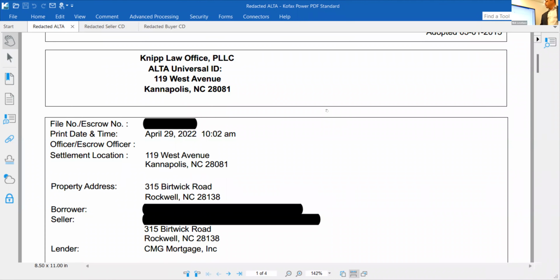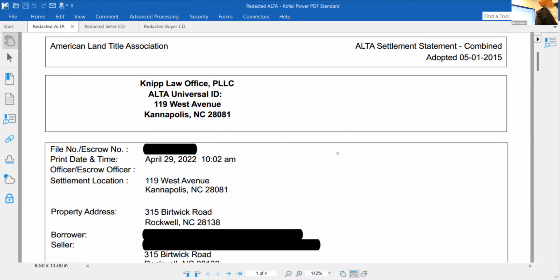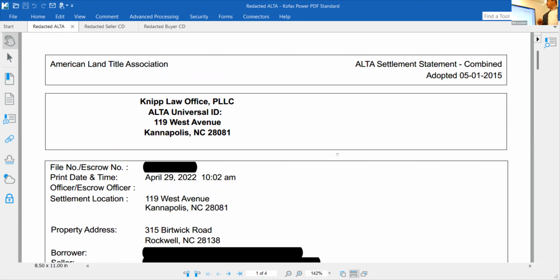All right, so on this one, I'm presenting an ALTA. All three of these documents are going to be for the same transaction, and this is a standard lender finance transaction with a conventional loan. So that's going to be kind of the basis of this particular presentation.